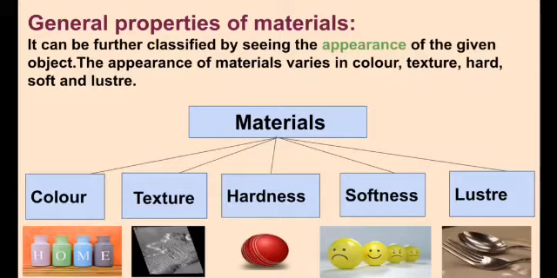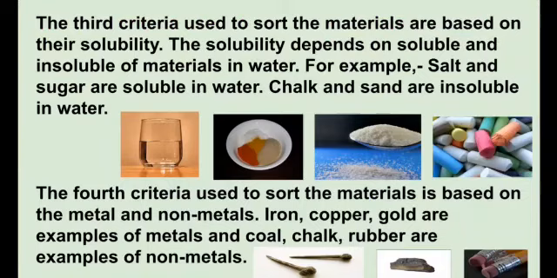Now let us talk about more, okay. The third criterion used to sort materials is based on their solubility. So we can further divide objects into two groups, whether they are soluble or insoluble. The solubility depends on whether the material dissolves in water. For example, salt and sugar are soluble in water. Chalk and sand are insoluble in water. You did many activities in your junior classes, soluble and insoluble.